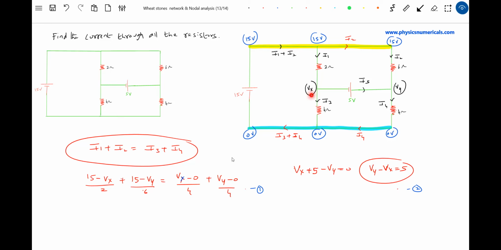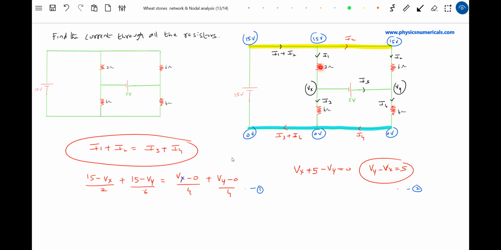These are the two nodes, X and Y. So define Vx and Vy. And that should be equal to 5 volt, no, Vy minus Vx. By writing the loop equation, Vx plus 5 minus Vy 0. Then take help of currents. Here current I1 plus I2. Here current I3 plus I4.